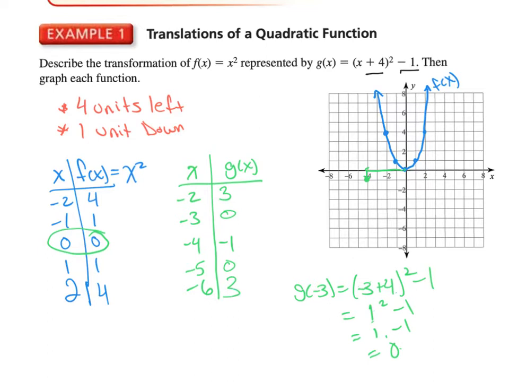If you don't believe me, plug it in. You can do that. So -2, +3. It's right there. -3, 0. And then -4, -1 is already graphed. -5, 0. And -6, 3. So we have this nice parabola here.